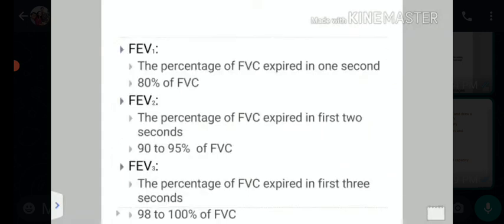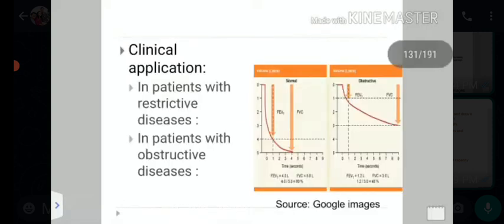FEV1 is the percentage of FVC expired in 1 second, and that is 80% of FVC. FEV2 is the percentage of FVC expired in the first 2 seconds, which is about 90 to maximum 95%. FEV3 is the percentage of FVC expired in the first 3 seconds, and it is about 98 to 100% of FVC. Clinical application of this timed vital capacity.